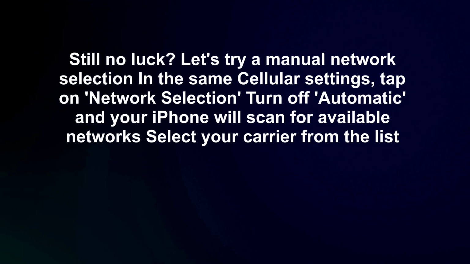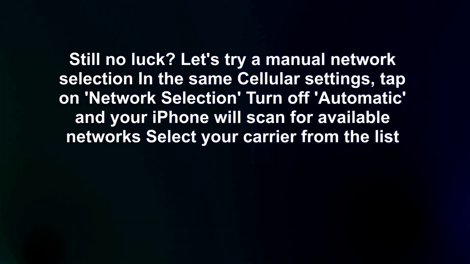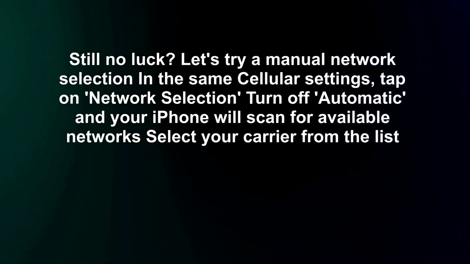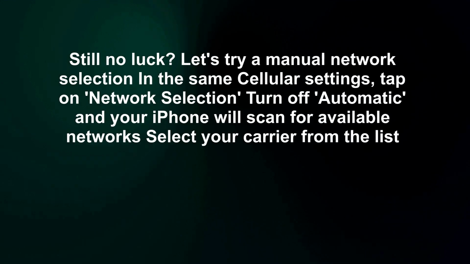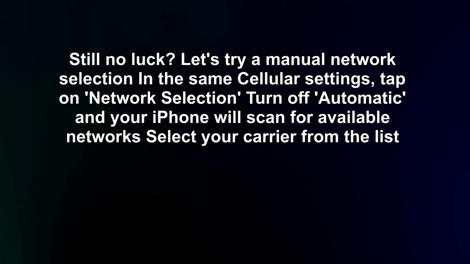Still no luck? Let's try a manual network selection in the same cellular settings. Tap on Network Selection, turn off Automatic, and your iPhone will scan for available networks. Select your carrier from the list.